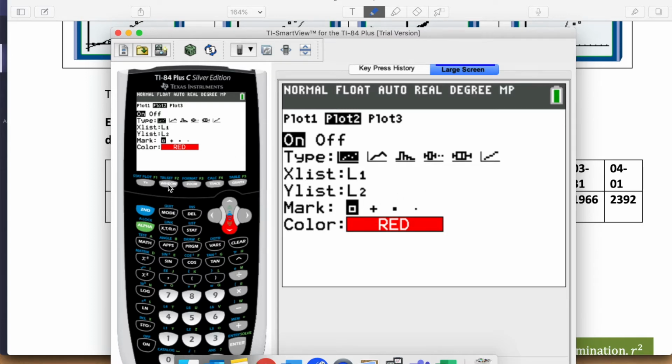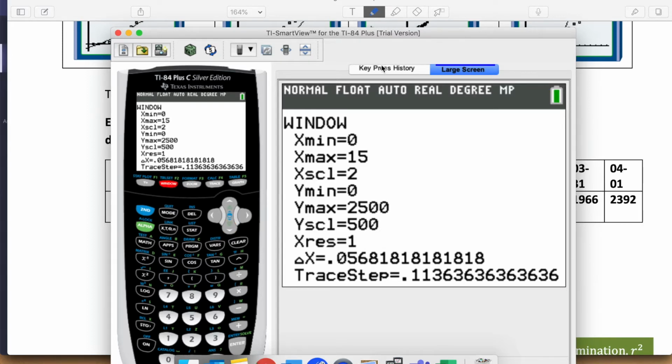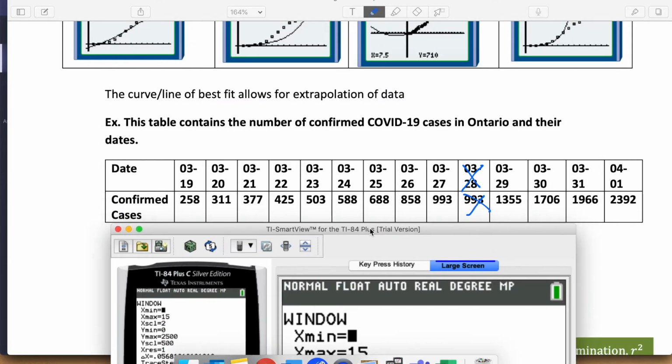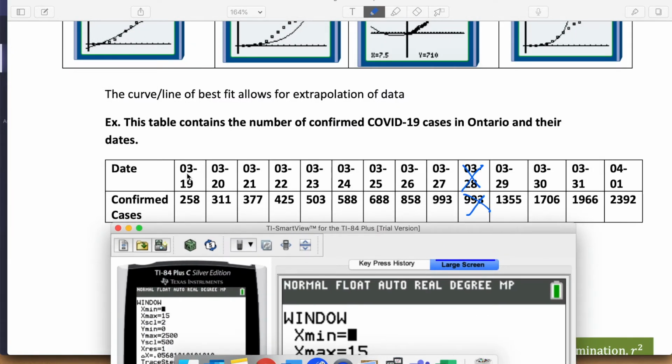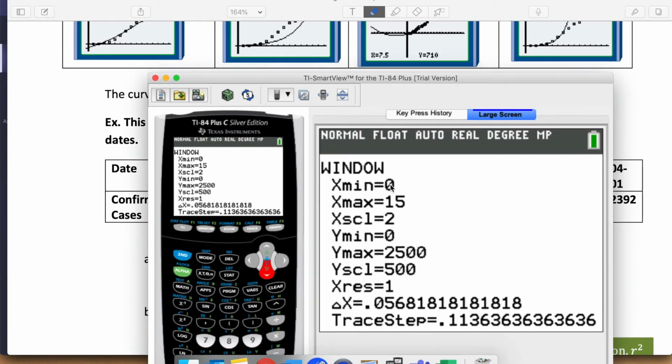So if you go to window, what we need to do is have it go, if this is day 0 or day 1, 2, 3, all the way to 14, my X values are going to go from 0 min to max, I'm going to say 15. It's generally good to go a little before and a little after what your numbers are. And your scale is the rate at which the ticks appear. So this is going to be every 2 units.